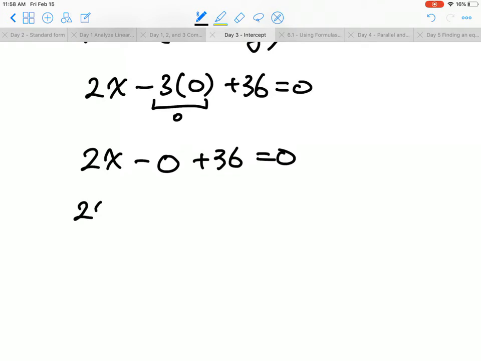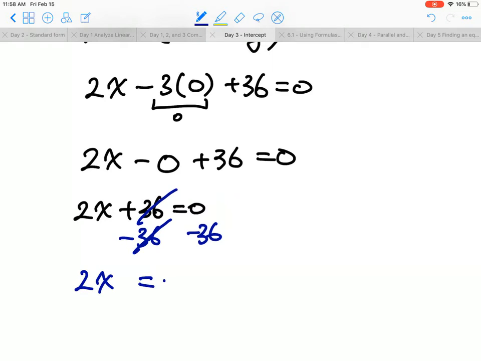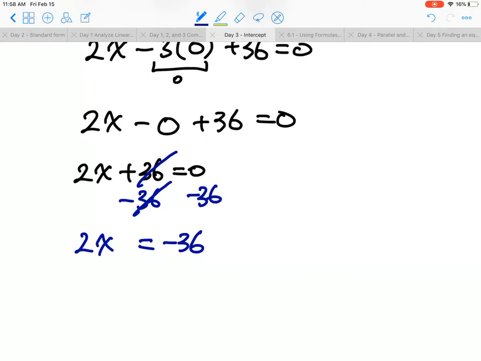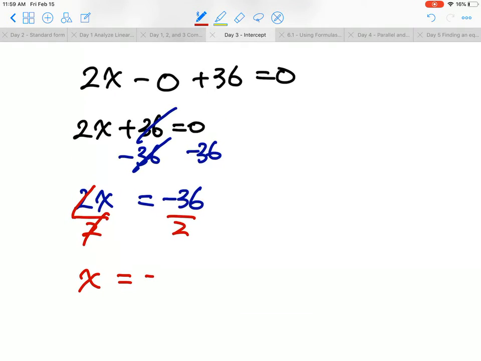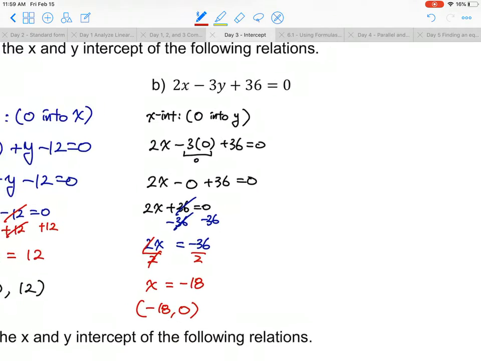Again, that 0 does not change anything, so it will be 2x plus 36 equals 0. Now remember that we subtract both sides by 36. So then you have 2x equals negative 36, and then you divide everything by 2, so that at the end you will have only x. So the 2 and over 2 will cancel each other out. Negative 36 divided by 2 is negative 18. So your x-intercept of that equation is negative 18 comma 0.